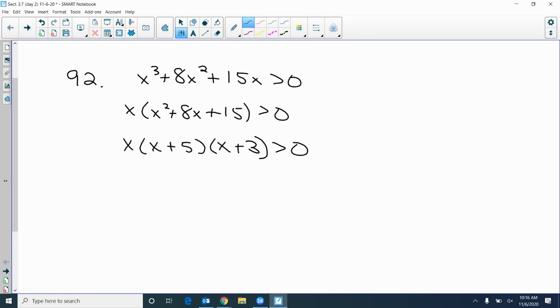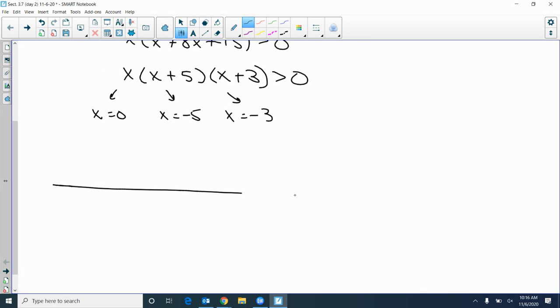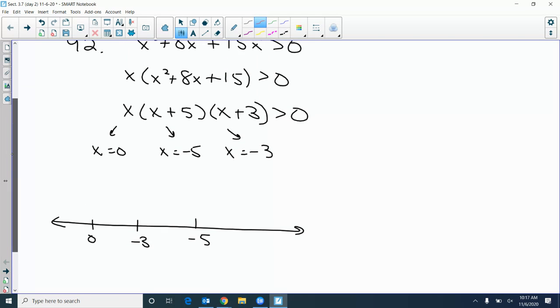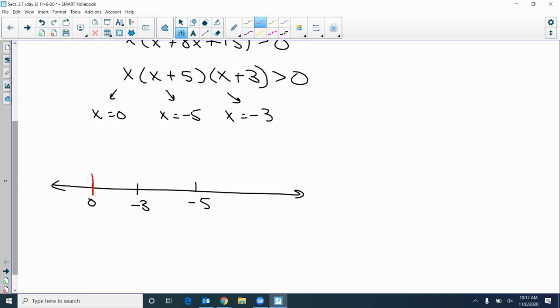And now where do we go from there? Find zeros. Okay, and what are my zeros? 0, -3, -5. Good. x equals 0, x equals -5, x equals -3. Now you don't need an intricate number line. You just need to put the points there. Make this 0, make this -3, make this -5. It will not include those points.